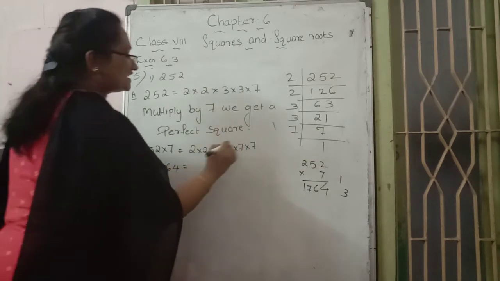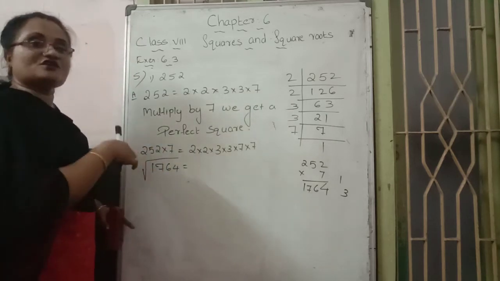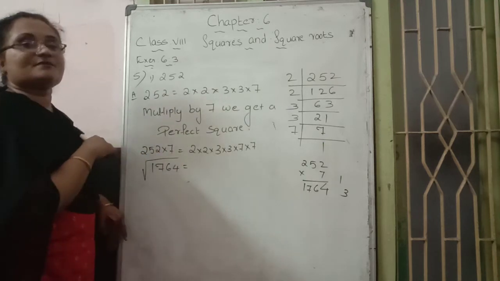1764. So here, which is the number? Find out the square root of this number. Now it is a perfect square. How can we understand that this number is a perfect square?